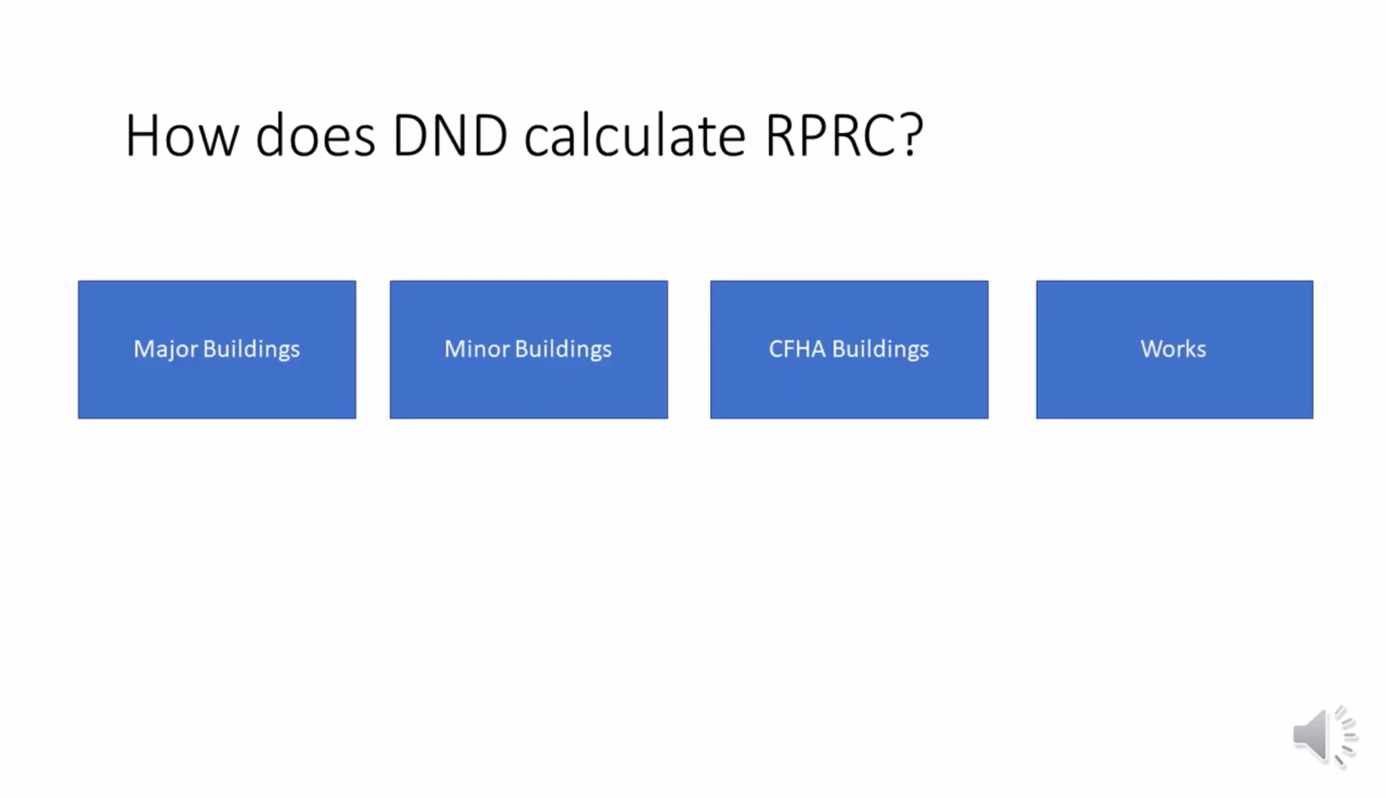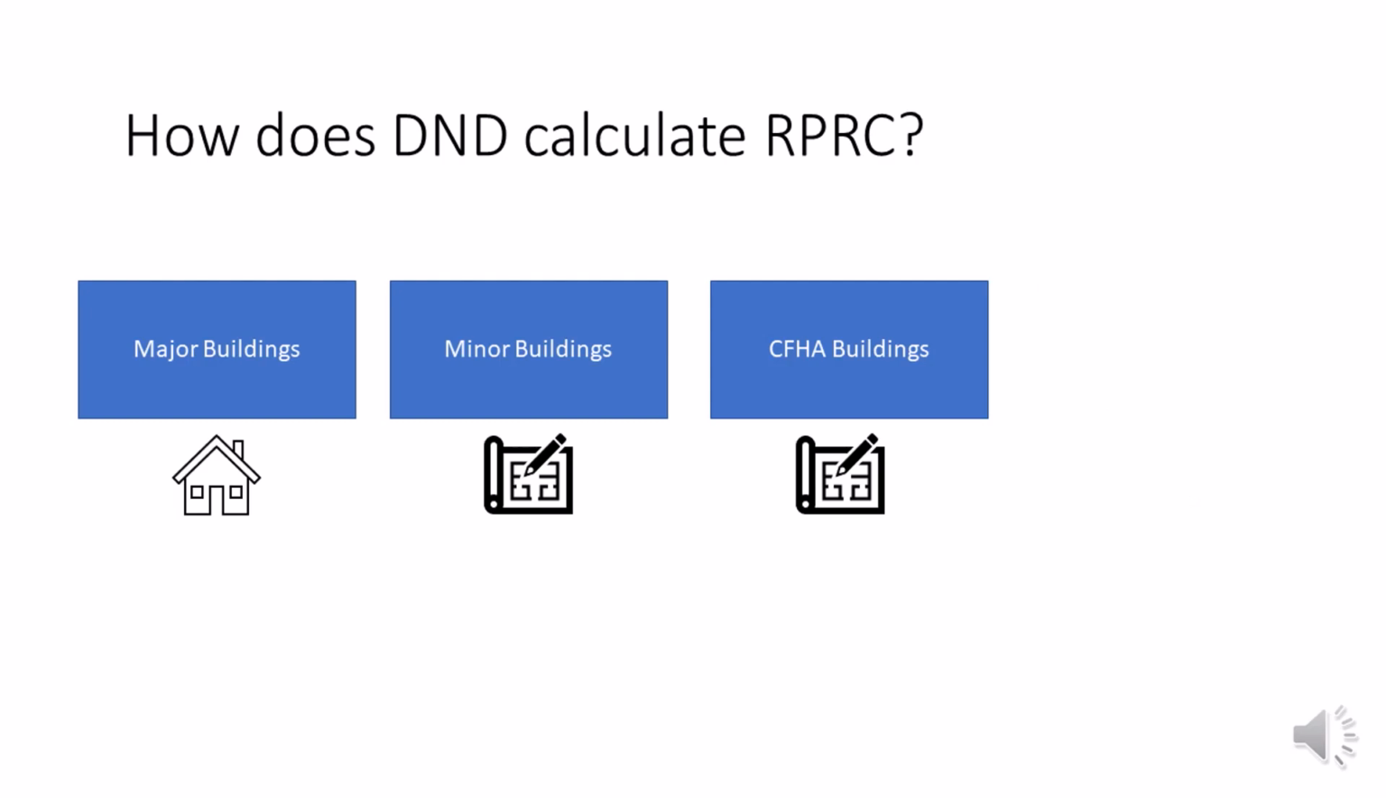We generally have 3 different types of buildings and works. These include major buildings, which are buildings with a value of over $1 million, minor buildings, all buildings that have a value of less than $1 million, Canadian Forces Housing Agency managed buildings, and we also have several $billion worth of works. The rest of this presentation is going to focus mostly on how we provide RPRCs for our buildings, and we will not be discussing works.